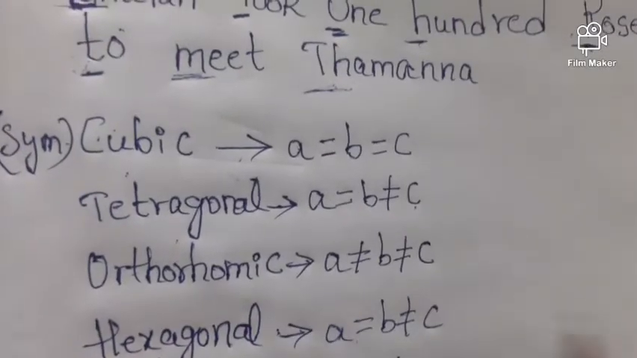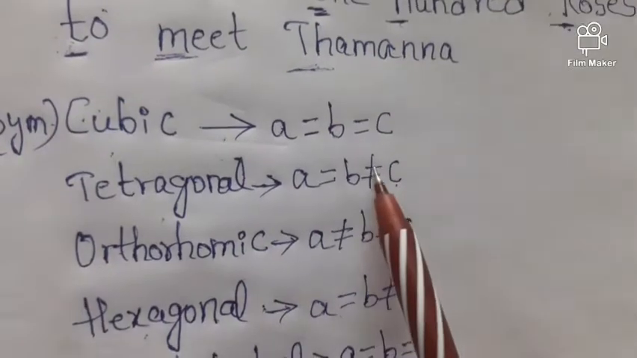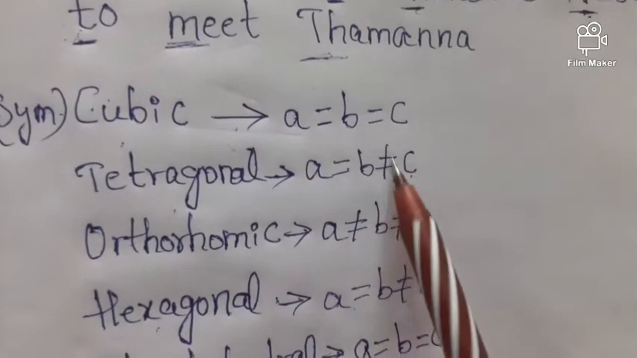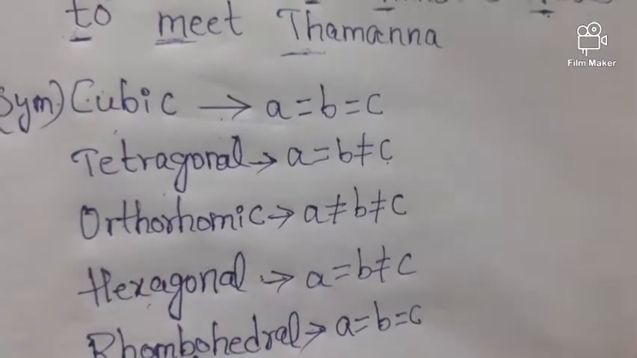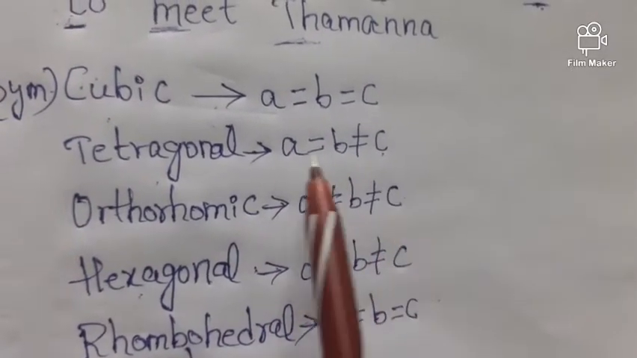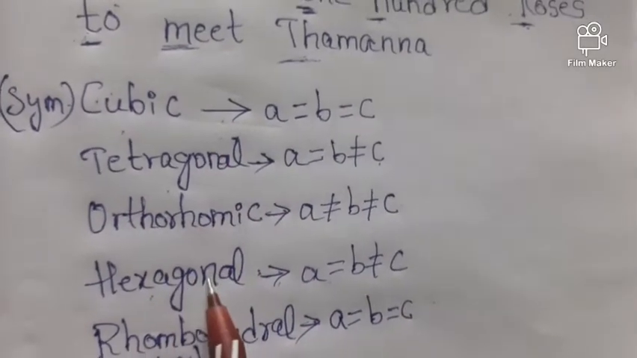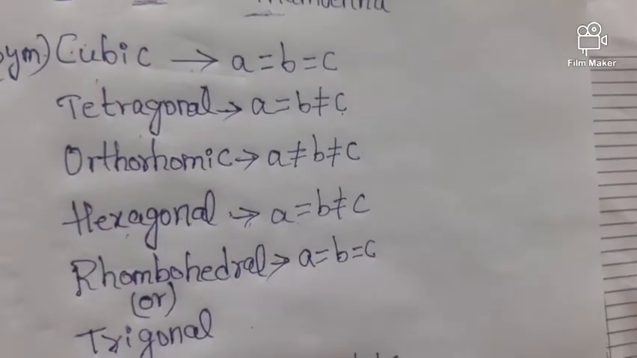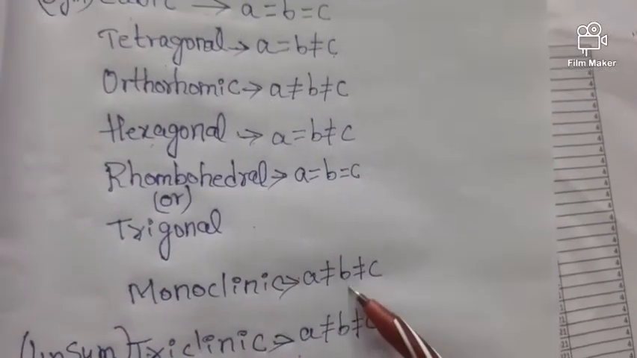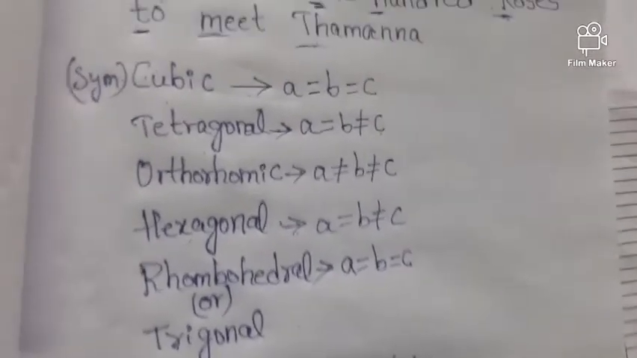Very easy, friends. First all are equal, meaning the axial distances are equal: a = b = c, and here a = b ≠ c. Here all are not equal in the case of orthorhombic. Next we have to repeat from this. So for hexagonal and tetragonal, the axial distances are the same. Similarly, the axial distances for cubic and rhombohedral are the same. And finally for monoclinic and triclinic, all are not equal. That means these are similar to orthorhombic. So these are the axial distances, friends.